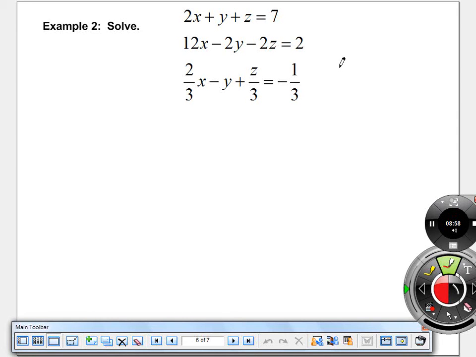All right, so first thing that bugs me up here is the third equation, okay? I'm not a big fan of fractions. What can I do to rewrite that equation in a way that I don't have to deal with the fractions? Yes?